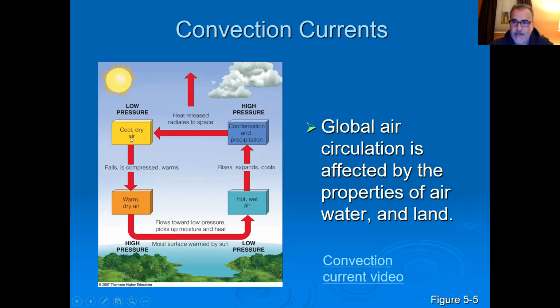Once it's released that, we now have cool, dry air. That cool, dry air is more dense, so it's going to sink down. As it gets closer to the surface, it'll warm up, and then we have this nice little convection cell, convection current here. Okay, so here's a video to help you visualize this process.